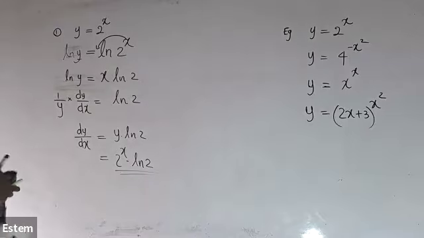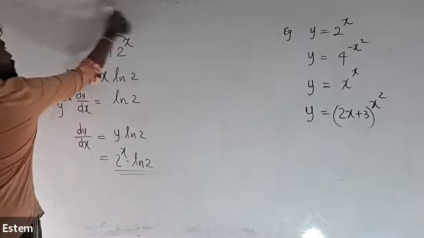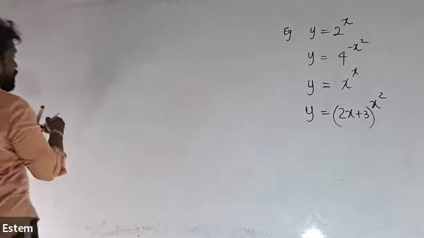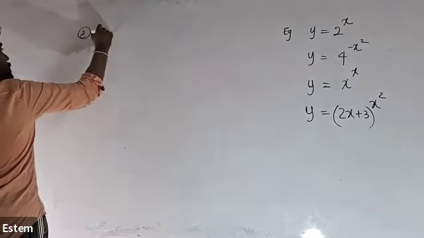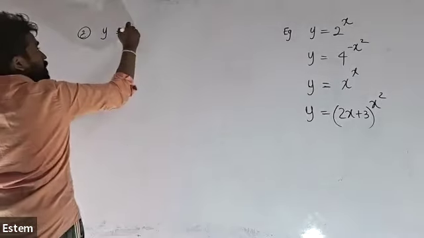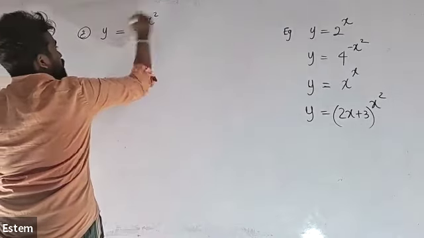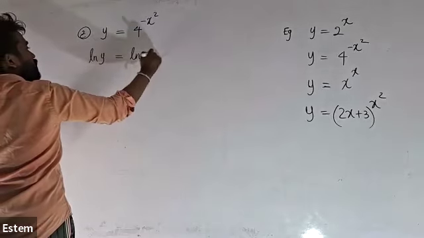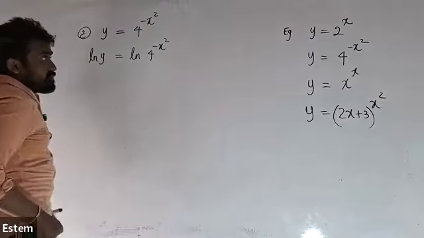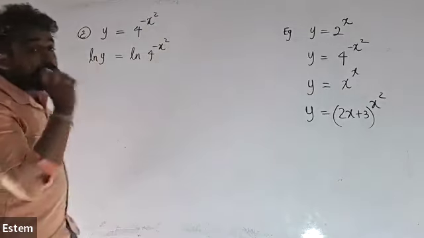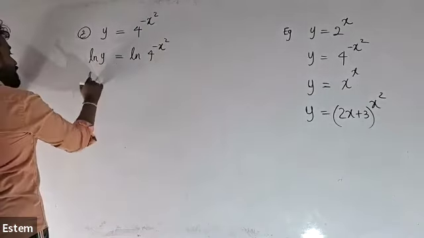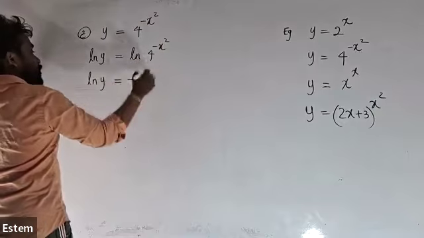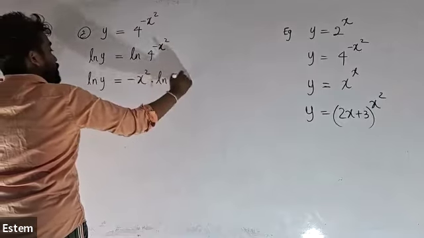y equals 4 to the power minus x squared. So as usual, we apply ln here. Now ln of 4 to the power minus x squared. I mean x squared is now in the upper layer, and don't differentiate directly. Bring this minus x squared down here, and this is now ln 4.